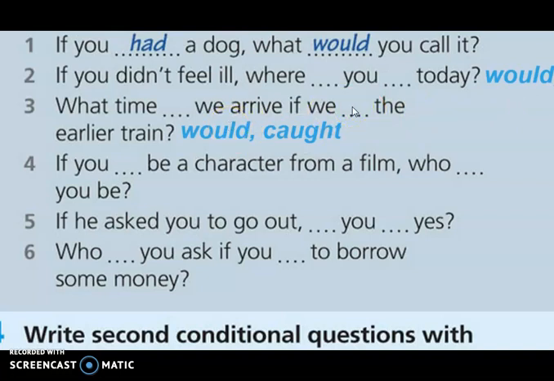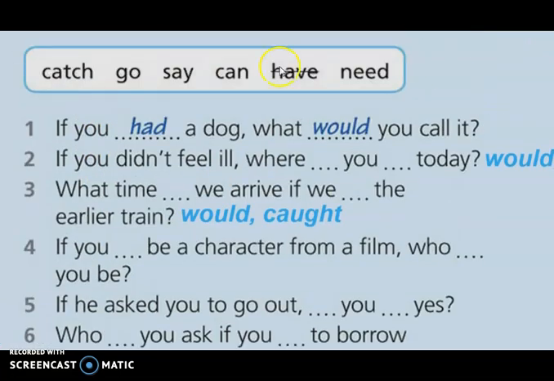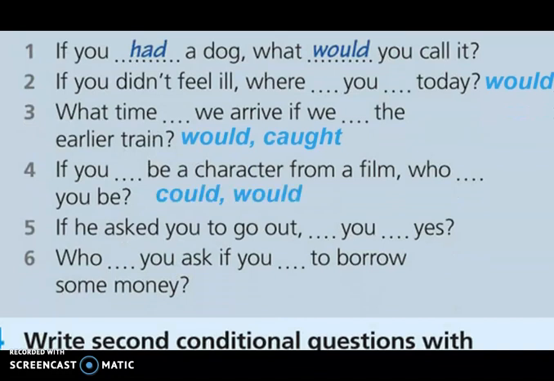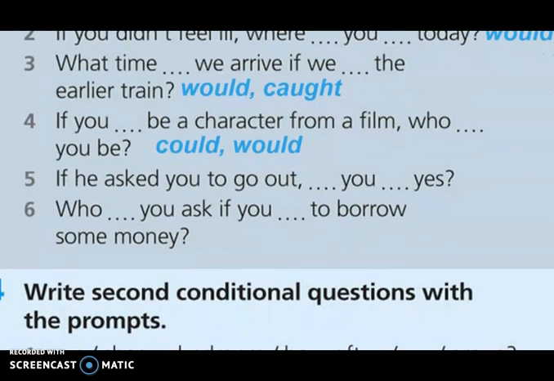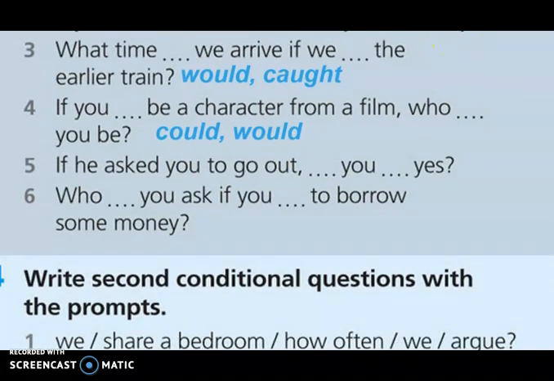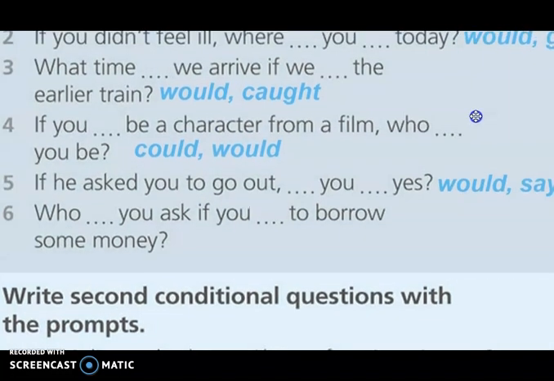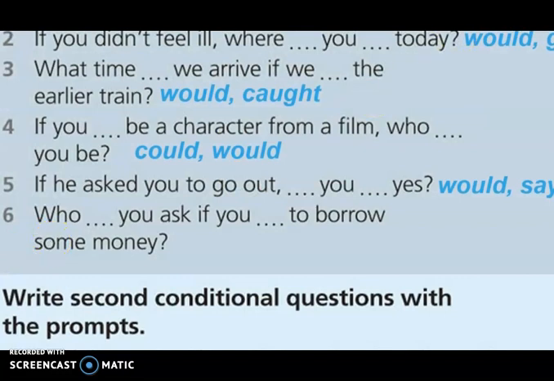Here, the verb must be in past simple. Number 4. If you what? Catch, say, can, need. So, if you could be a character from a film, who would you be? Number 5. If he asked you to go out, would you say yes? Number 6. Who would you ask if you needed to borrow some money?